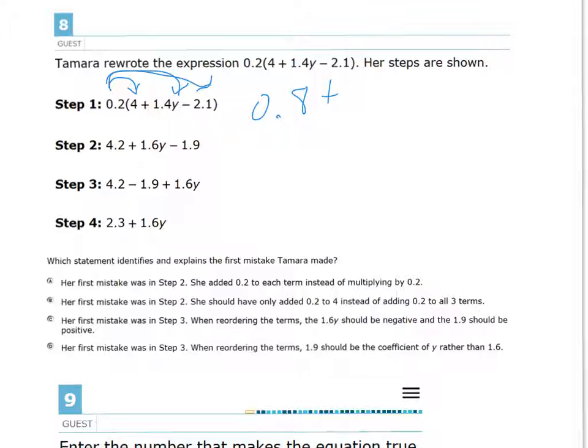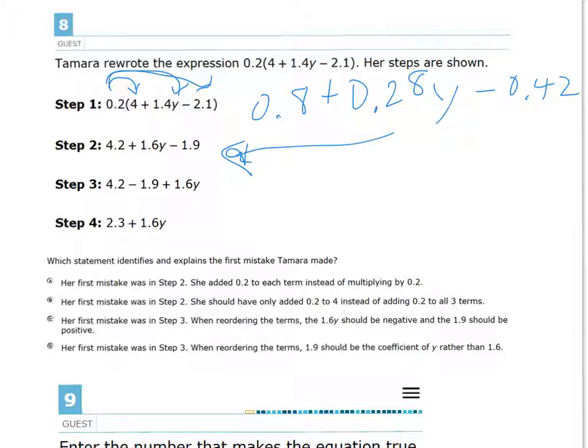Then we go 0.2 times the 1.4y, and that gives us 0.28y. Finally, she goes 0.2 times a negative 2.1, and that gives us a negative 0.42. Now, as you can tell, that is not where step 2 ended up being.